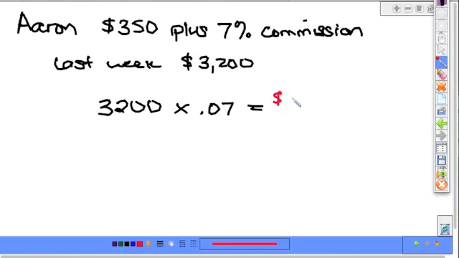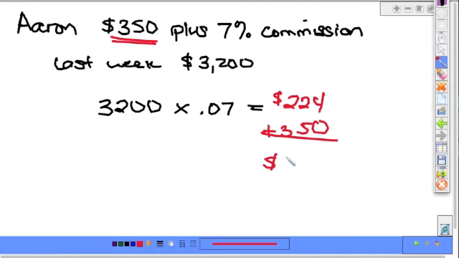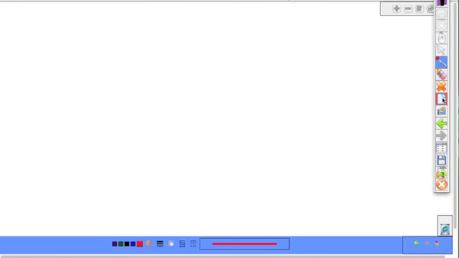So it comes to $224. Now, if we add that to how much he does for sure always get paid, that's the $350. So we add this to the $350, and we get a grand total of $574. So this is how much he made in difference from one week to the next. So he increased his salary by $575 this week in his extra sales. All right, let's try another one.